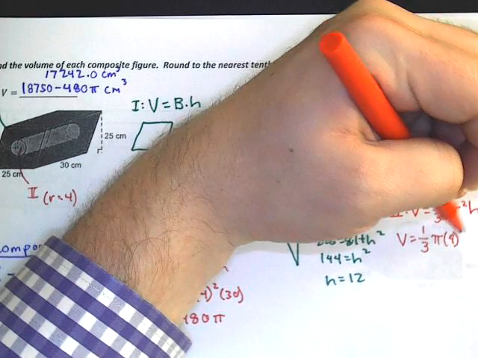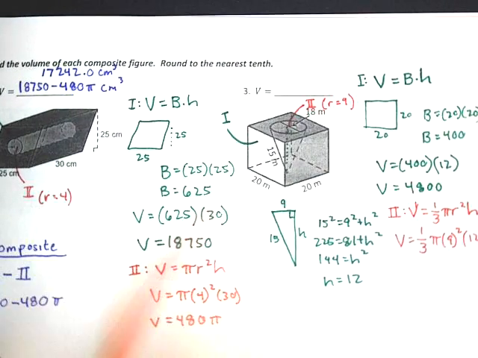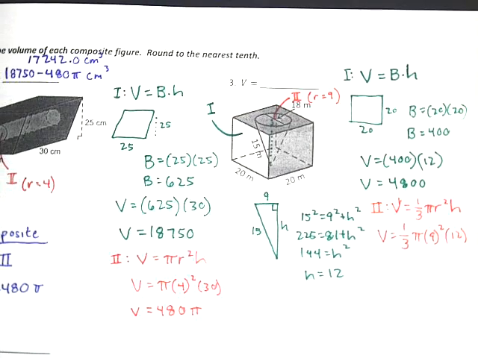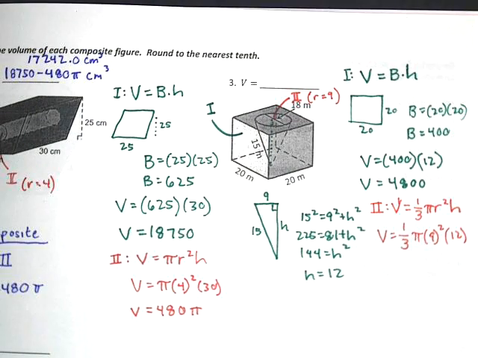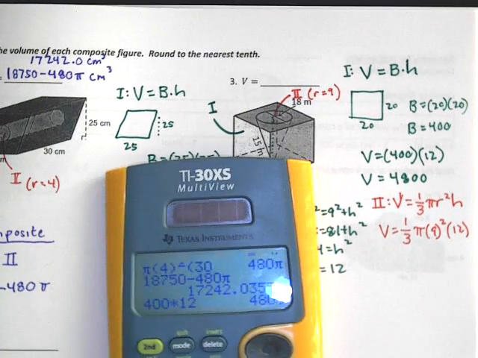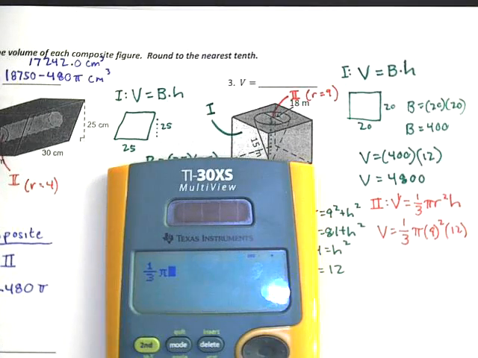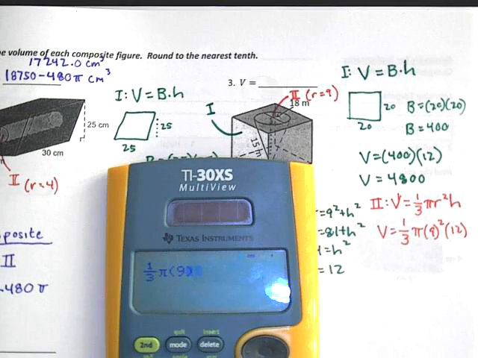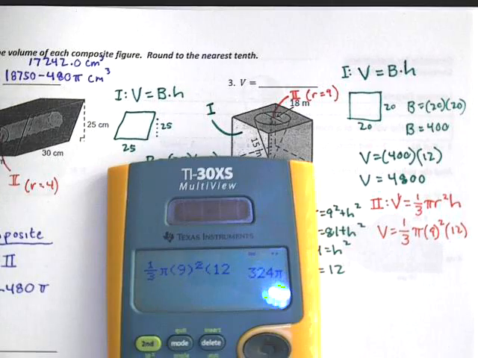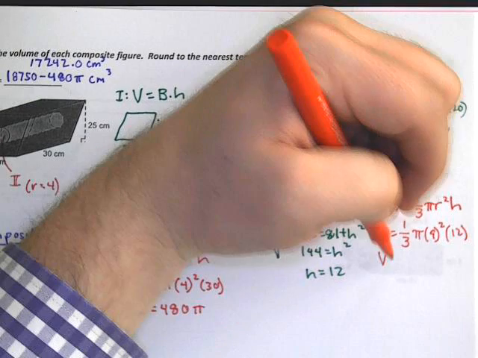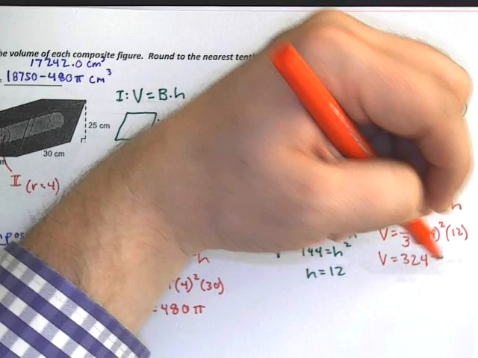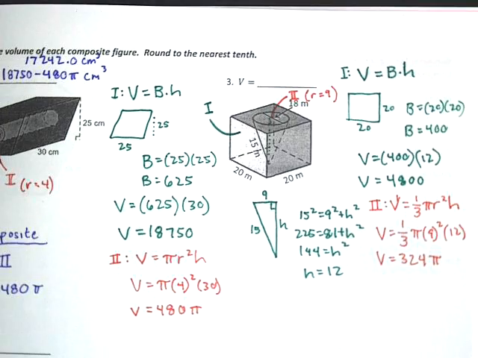We said the radius was 9. We said the height was 12. We go right to the calculator. Sorry guys, I just realized I was off the page. So, when we go to the calculator, 1/3 pi 9 squared times 12, 324 pi. V equals 324 pi for shape 2.